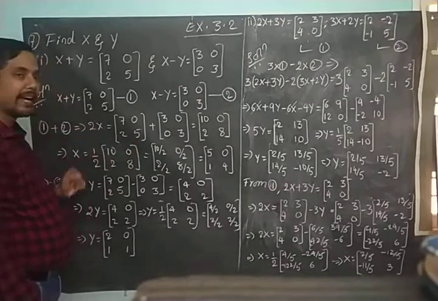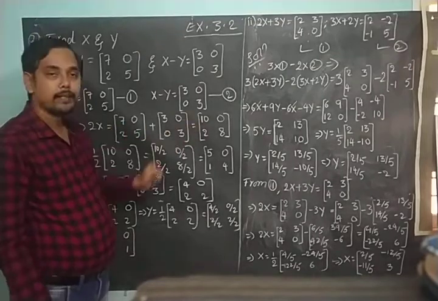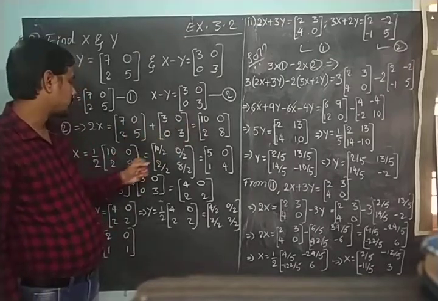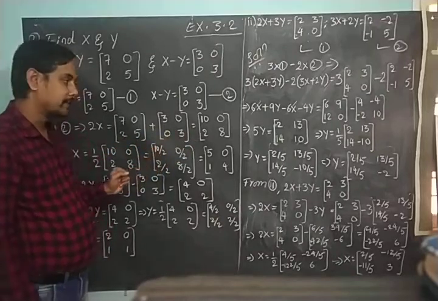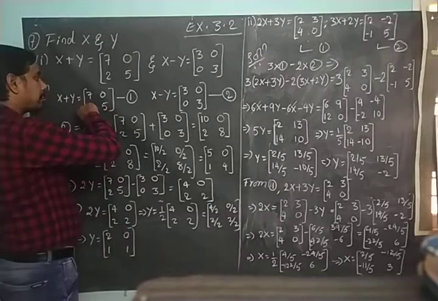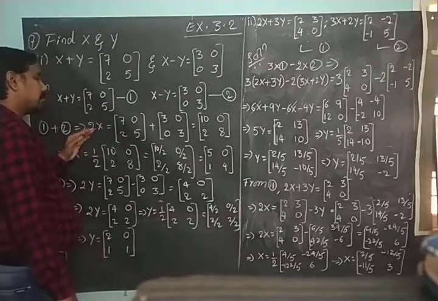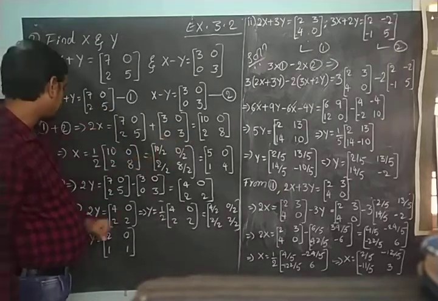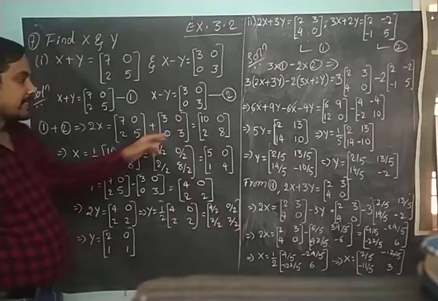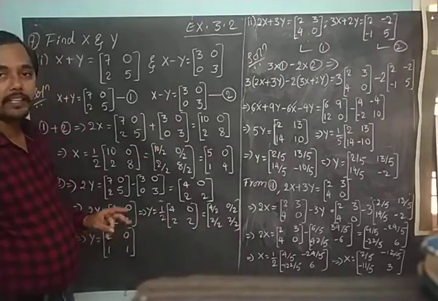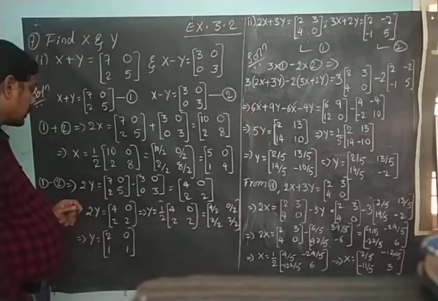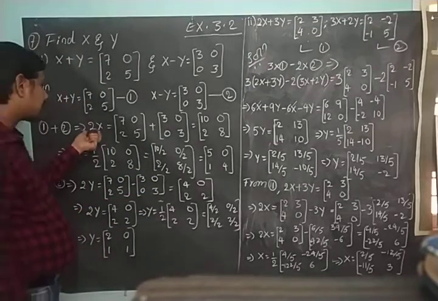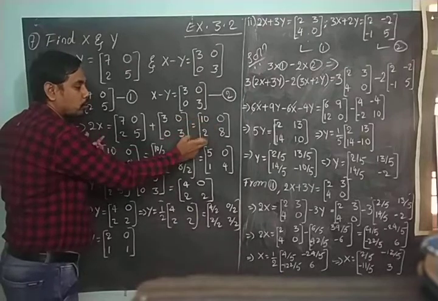And on the RHS, this is the x plus y matrix and this is the x minus y matrix, so both will be added. So 7 plus 3, 10. 0 plus 0, 0. 2 plus 0 is 2. And 5 plus 3 is 8. So if you add equation 1 and equation 2, on the LHS you will get 2x, and on the RHS you will get a matrix with entries 10, 0, 2, 8. So now 2x is equal to [10 0; 2 8].